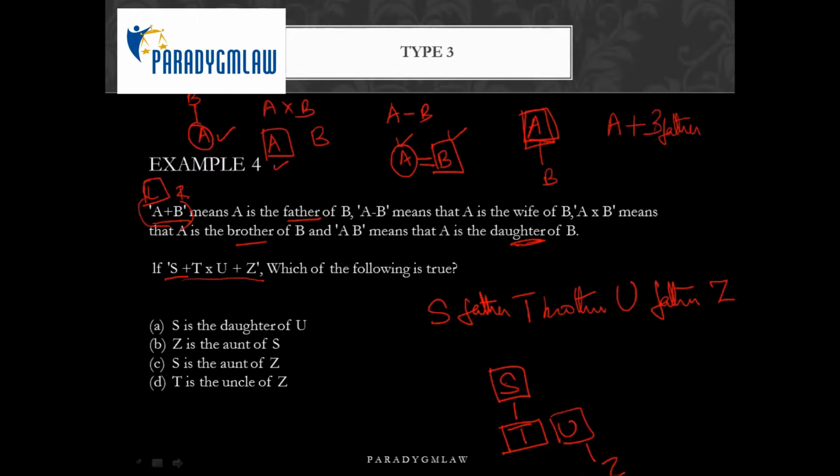Do you see the genders, how they came about? Right. Now they're asking you which of the following is true. S is the daughter of U? No. Z the aunt? No. S the aunt of Z? Is she the aunt? No. It's a man, right? S is the father. T is the uncle of Z? Yes. Is everyone clear how we did this problem?